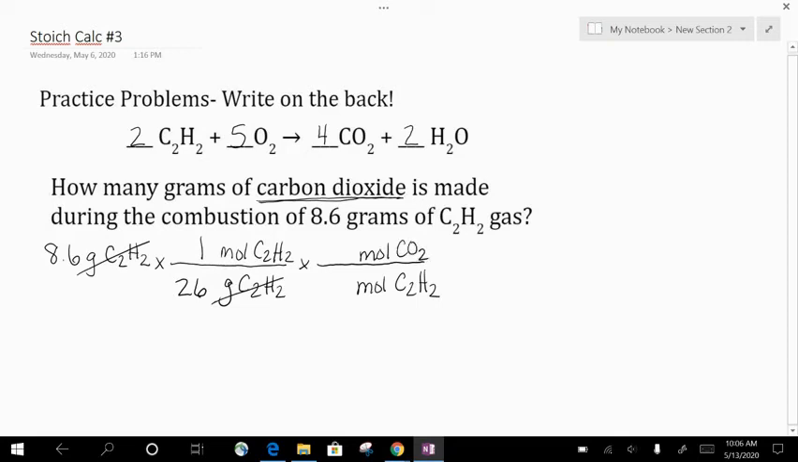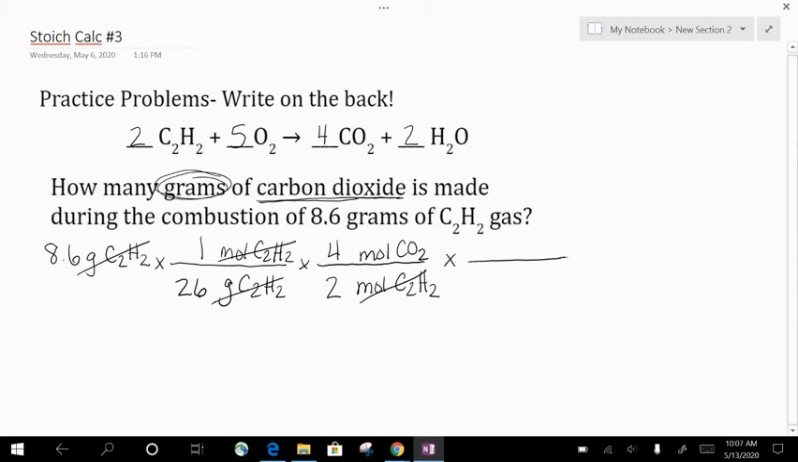And then remember, in your stoichiometry problem, this is where the coefficients come into play. So the number in front of C2H2 is 2. The number in front of CO2 is 4. In this step, I can cancel moles of C2H2. And now we're left in moles of CO2. But look what it's asking. It's asking for grams. So we need one more step to convert moles of CO2 into grams.